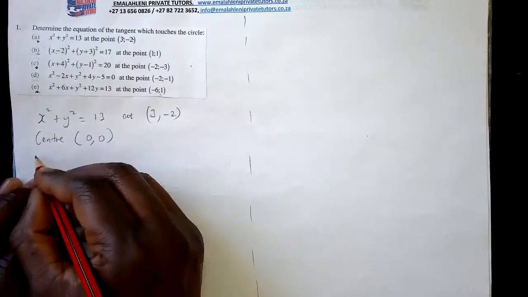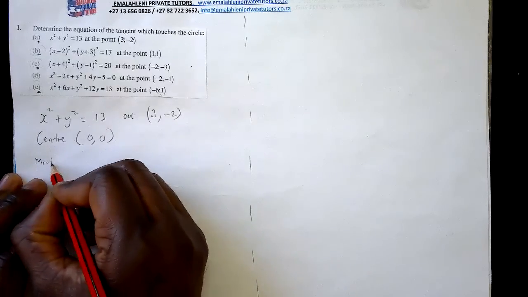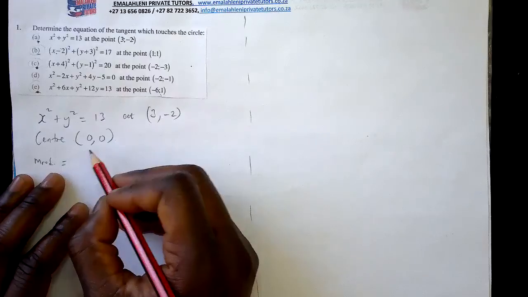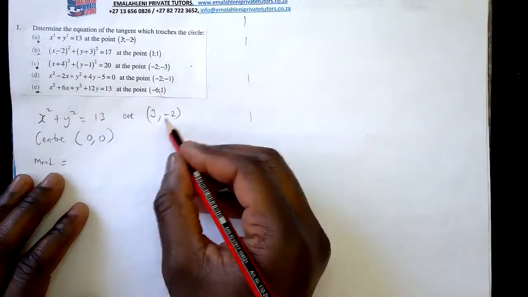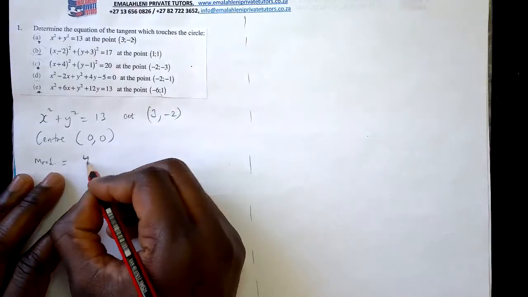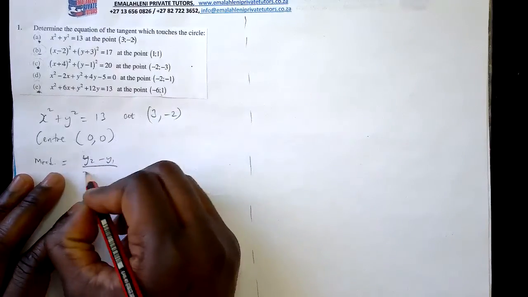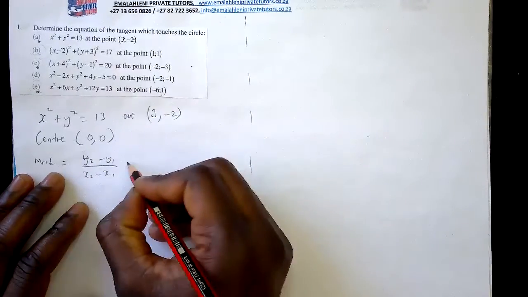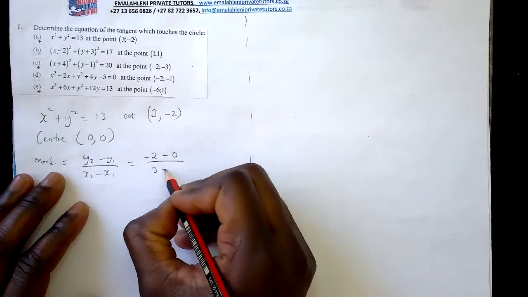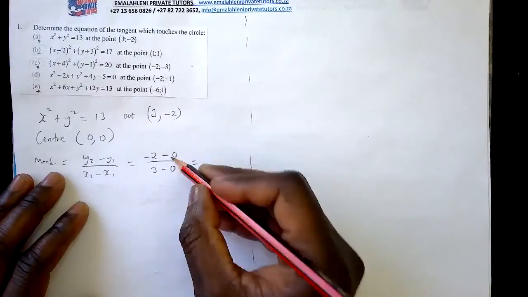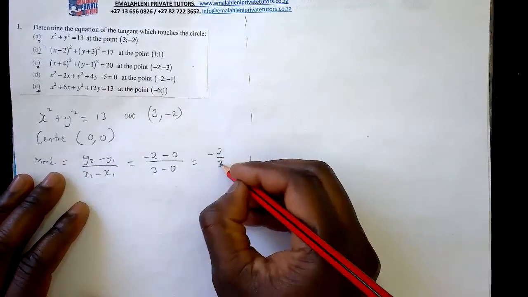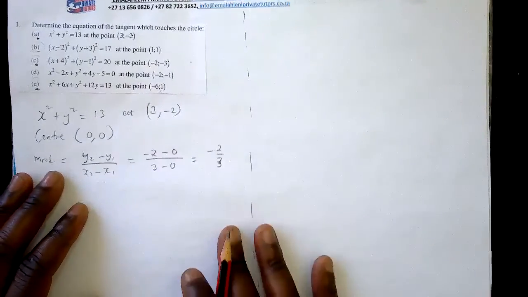So what do we have? M radius, m rad. How would we get m radius? We're going to use the 2 points here, 0, 0 and 3, negative 2. So we're going to say change in y, which is y2 minus y1 over x2 minus x1. In this case, it's going to be negative 2 minus 0 over 3 minus 0. Then what do we get there? We're going to get negative 2 over 3. That's our gradient.